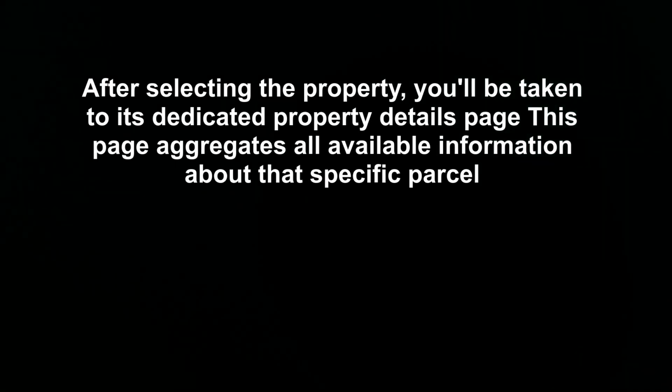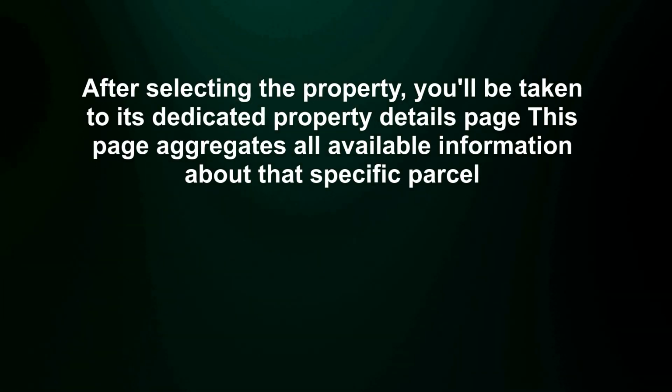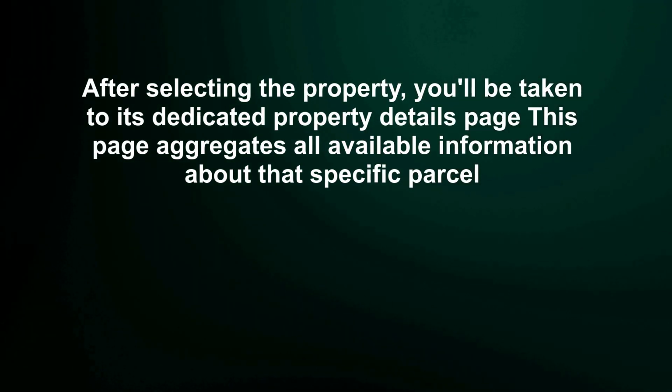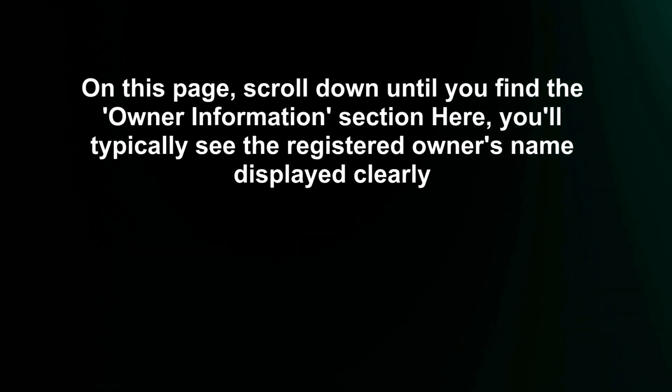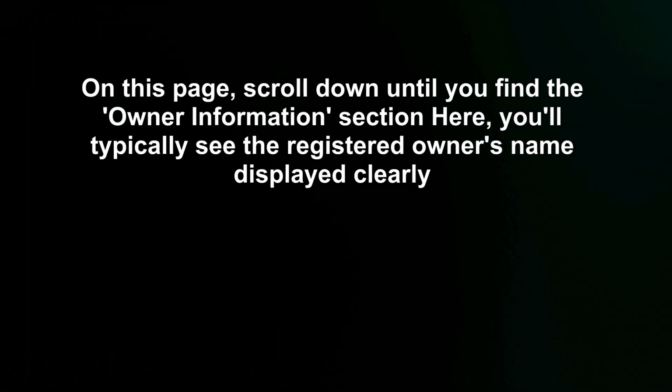After selecting the property, you'll be taken to its dedicated property details page. This page aggregates all available information about that specific parcel. On this page, scroll down until you find the owner information section. Here, you'll typically see the registered owner's name displayed clearly.